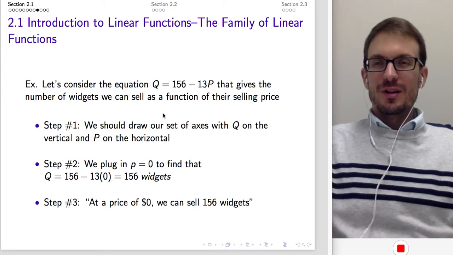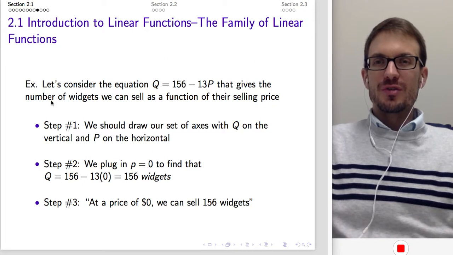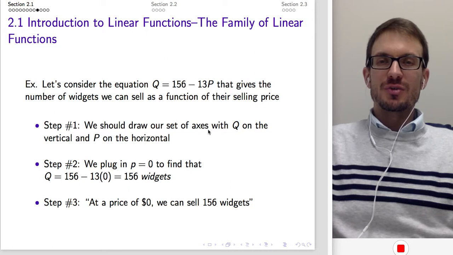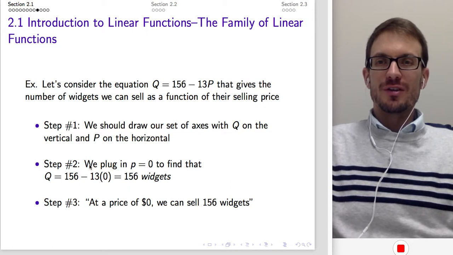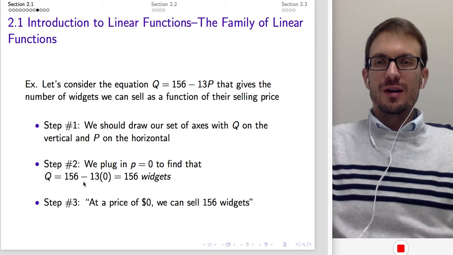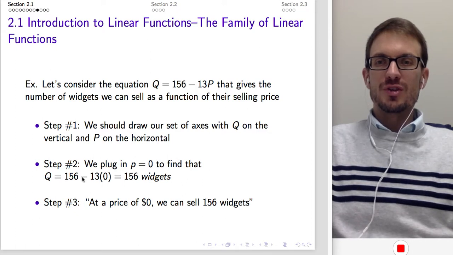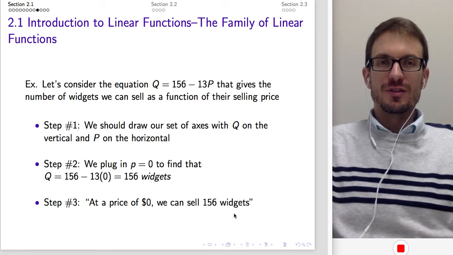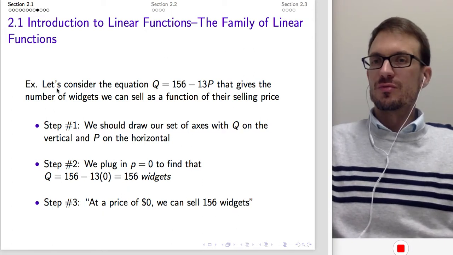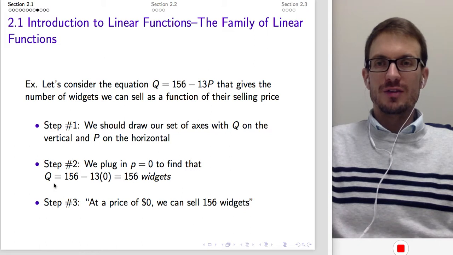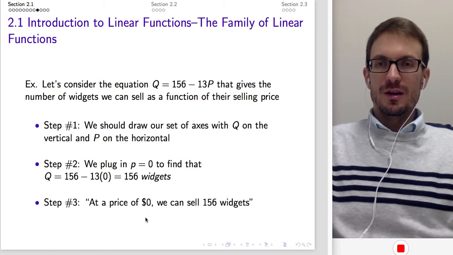Okay, so here's how we can do this with a series of steps. Consider the equation. Step 1, we draw our set of axes with Q on the vertical, P on the horizontal. Step 2, we plug in p is equal to 0 to show that q is equal to 156 widgets when p is 0. So we say at a price of 0, we can sell 156 widgets. And this really just summarizes everything I said on the previous slide, but here I spell it out for you.